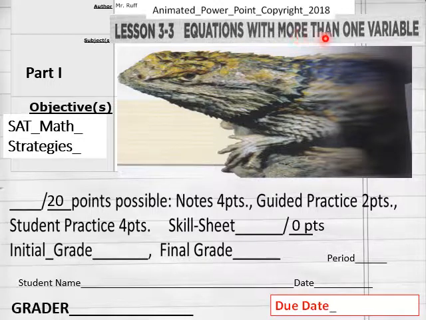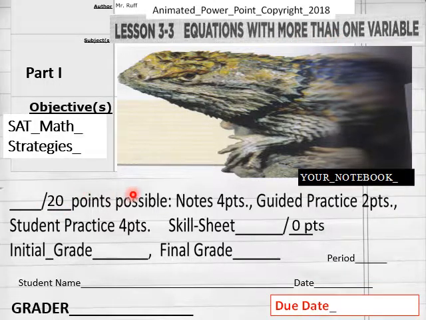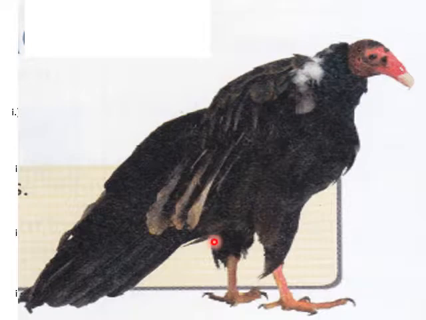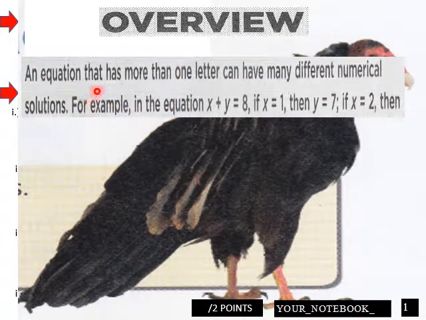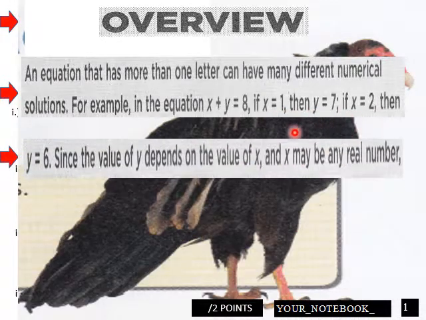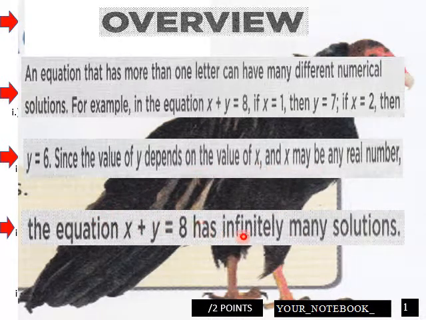3.3 equations with more than one variable. We got 20 points here that go into your notebook. Overview of this section: an equation that has more than one letter can have many different numerical solutions. For example, in the equation x plus y equals 8, if x equals 1 then y equals 7. If x equals 2 then y equals 6. Since the value of y depends on the value of x and x may be any real number, the equation has infinitely many solutions.